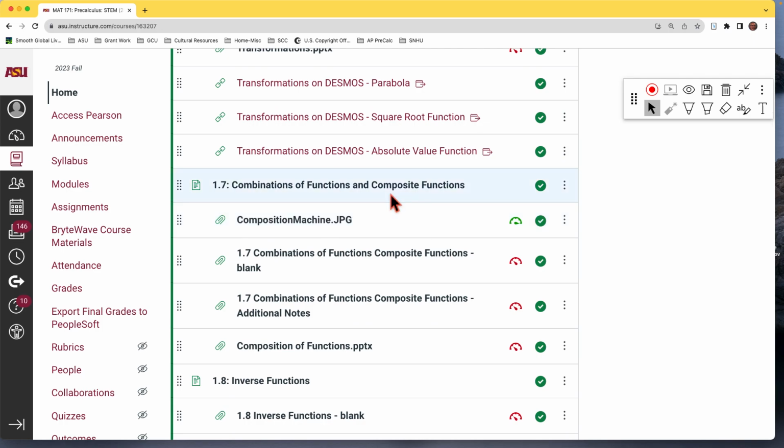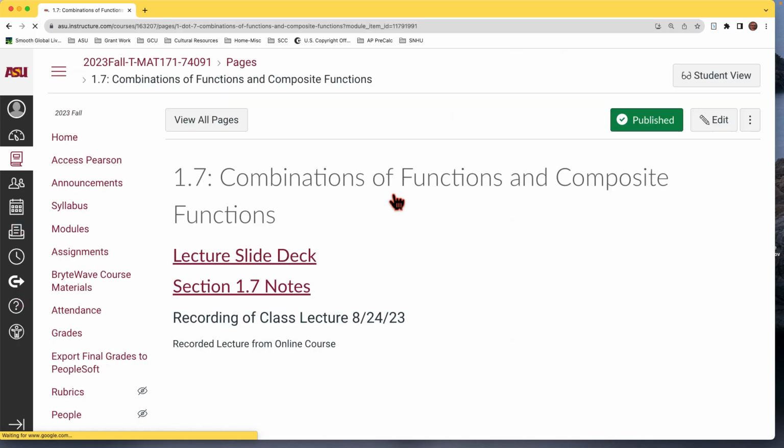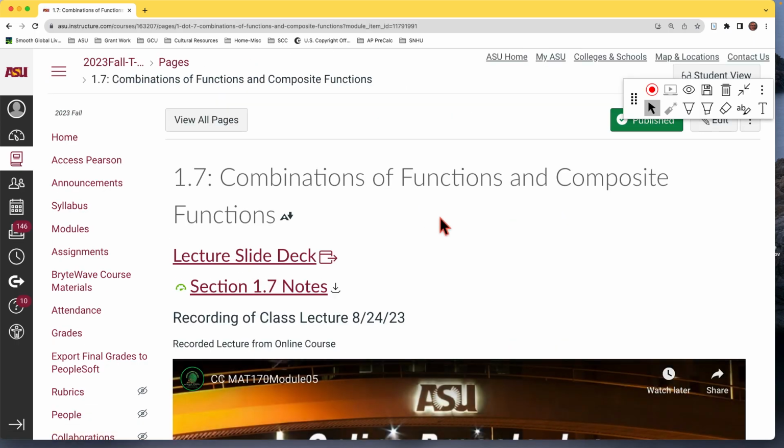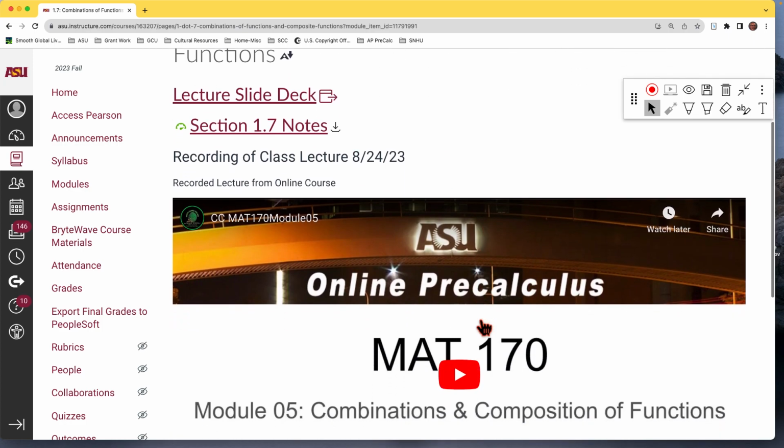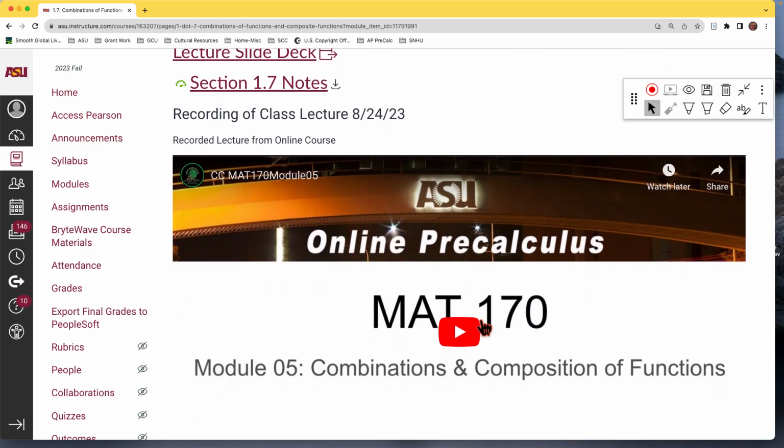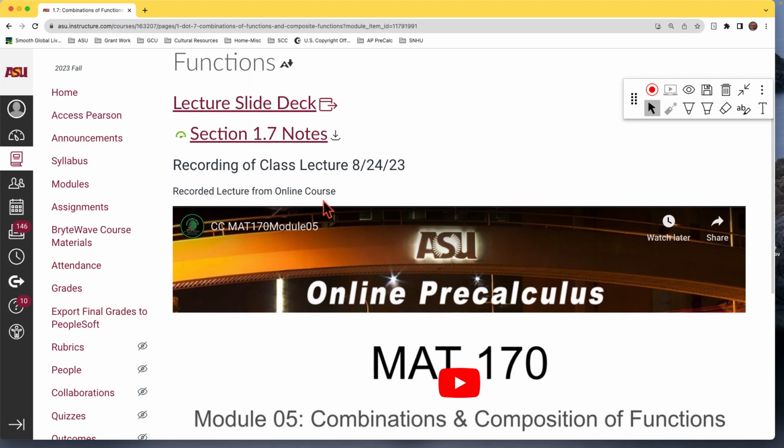So we're going to go into 1.7, which I updated last night or this morning. I couldn't get there, so it must have been last night. It's module 5 in my course, but it's combinations and compositions of functions. So we've got a slide deck.